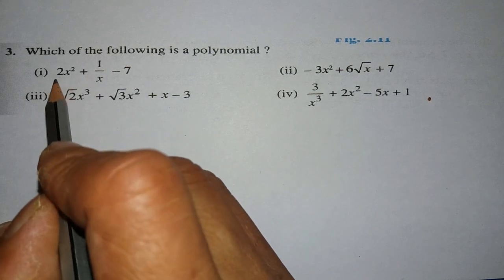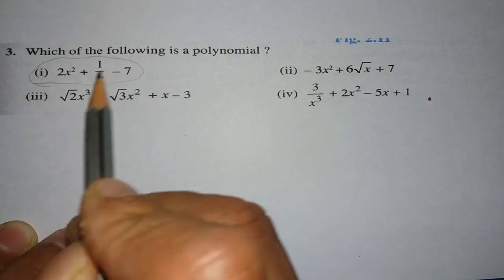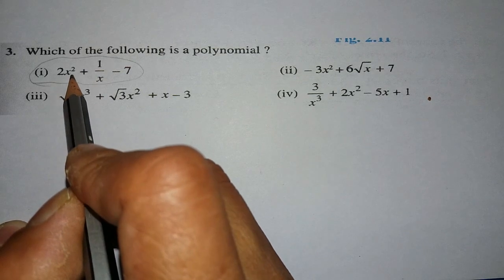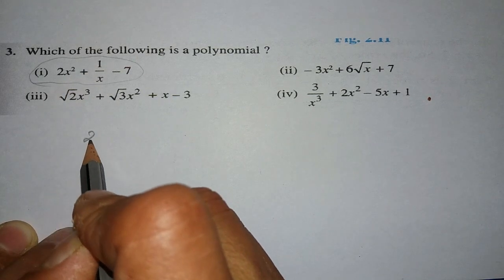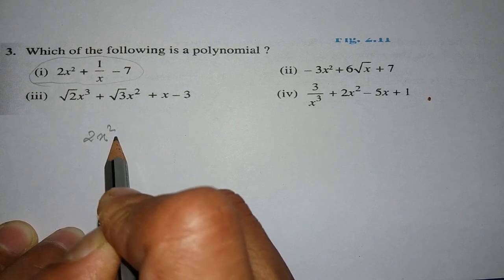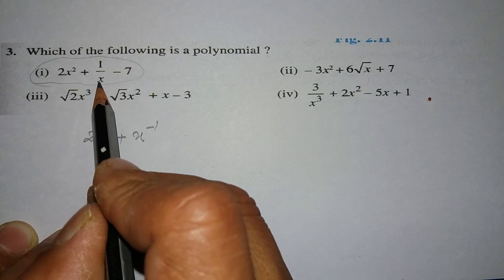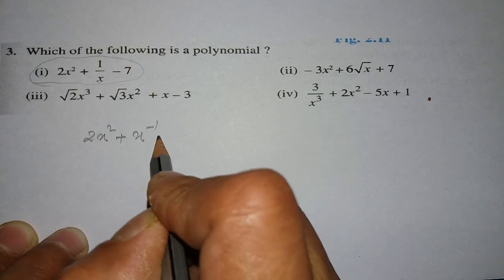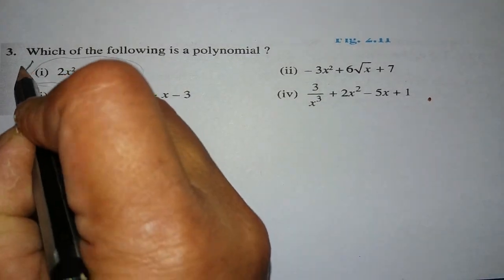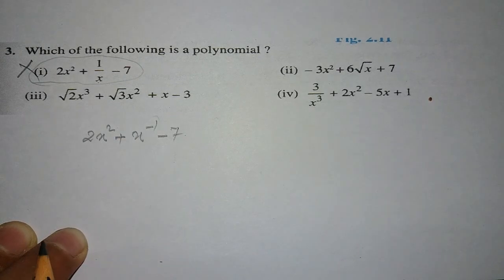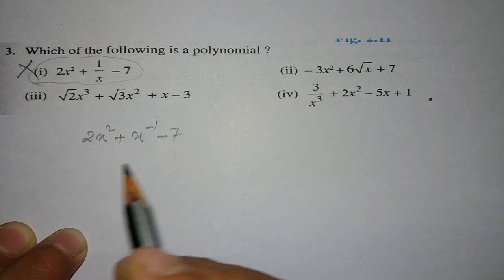So let us see this first one. Now this is 2x squared plus 1 by x. So in another form we can write 2x squared plus x to the power minus 1. So since x is in the denominator, we have power here minus 1. So this is not a polynomial because the power is not a whole number since it is minus 1.